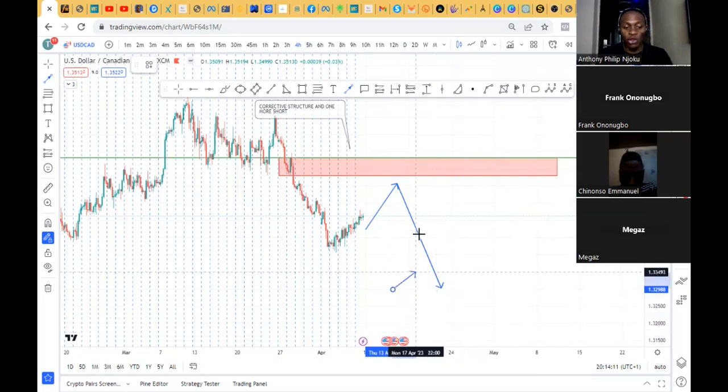So you need to be conscious of the main move. If DXY insists on going more up, extending to the higher H4 validation point, I'm also expecting USD/CAD to extend to this higher validation point over here, close to this optimization zone as well. And then for me, I'll be expecting the shorts.